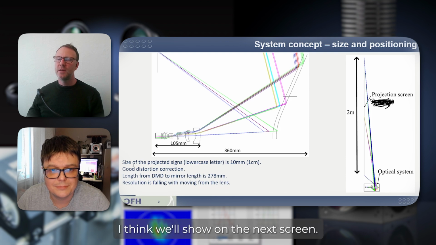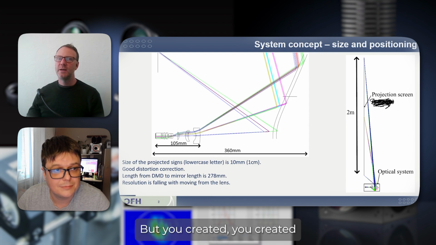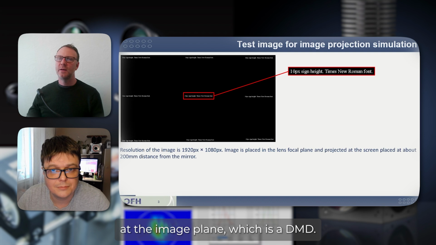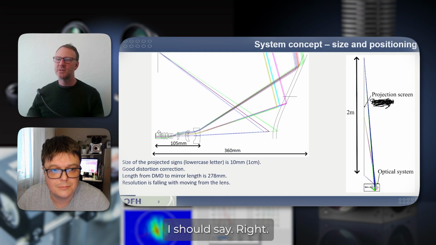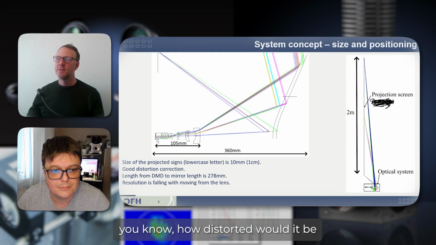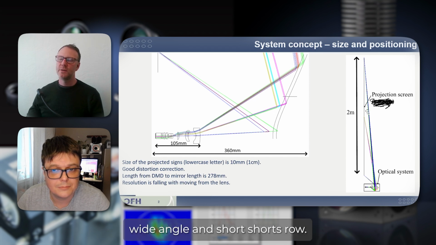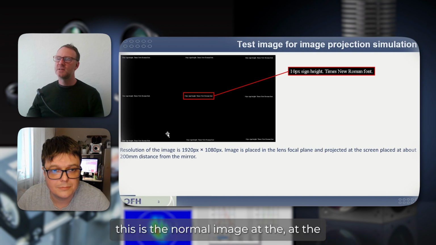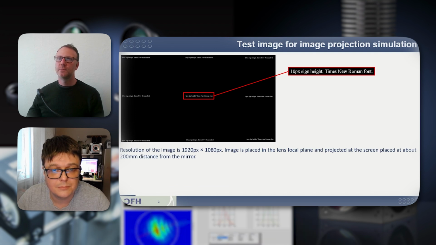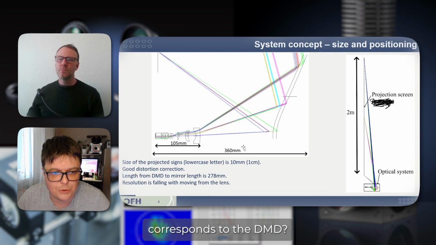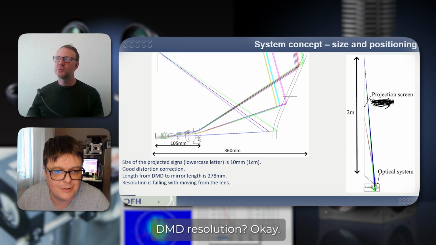Okay, so we'll look at specifically what we're looking at here. I think we'll show on the next screen, but you created kind of a virtual image of just font text that we could create at the image plane, which is a DMD, I should say, right? And then you wanted to see, how distorted would it be by the time it was projected around this wide angle and short throw. Is that right? So this is the normal image at the focal point. This is a simple image, which resolution corresponds to the DMD resolution. Okay. So then we're going to see, well, what does it look like when it gets here?